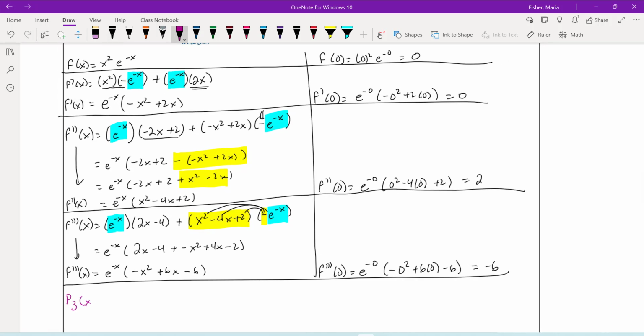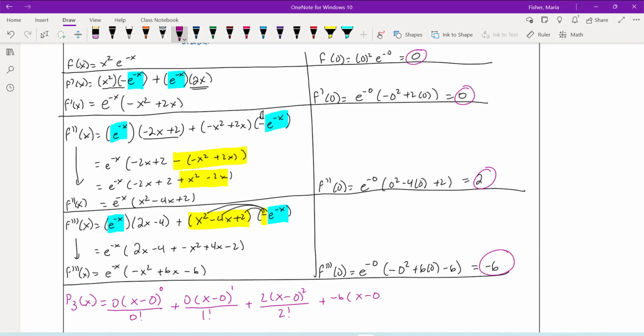P sub 3 of x is going to equal 0 times x minus 0 because I'm centered at 0. This is the 0th derivative over 0 factorial plus 0 times x minus 0 raised to the first because that's the first derivative over 1 factorial plus 2 times x minus 0, again you're centered at 0, squared because it's the second derivative over 2 factorial, plus negative 6 times x minus 0, again because you're centered at 0, cubed because it's the third derivative over 3 factorial.